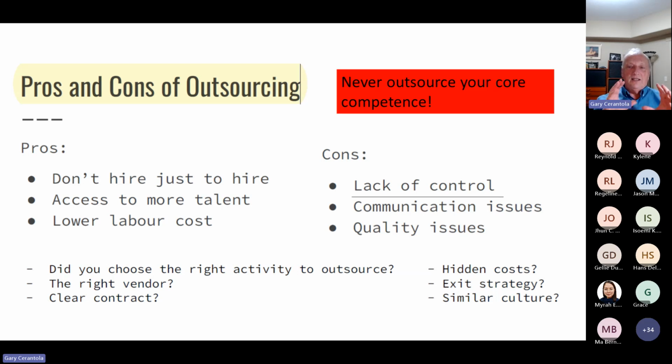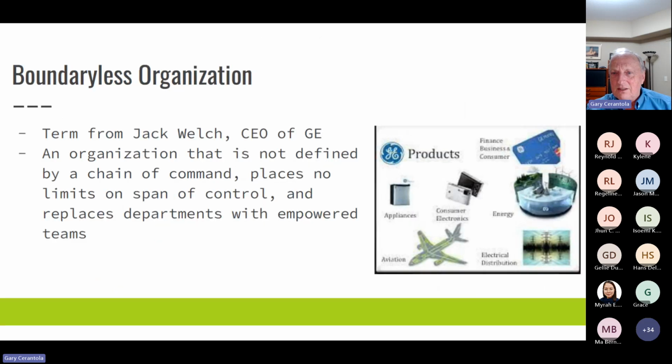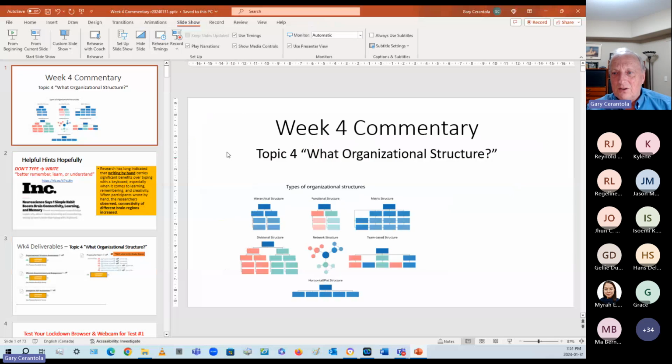And so that's key. You don't hire just to hire. You bring in what you need, but you never outsource your own core competence. And why? Because you're training somebody to compete with you in the future. So I'll leave you with that piece, and I think that's really all I'm going to cover tonight. But go over all these pieces.